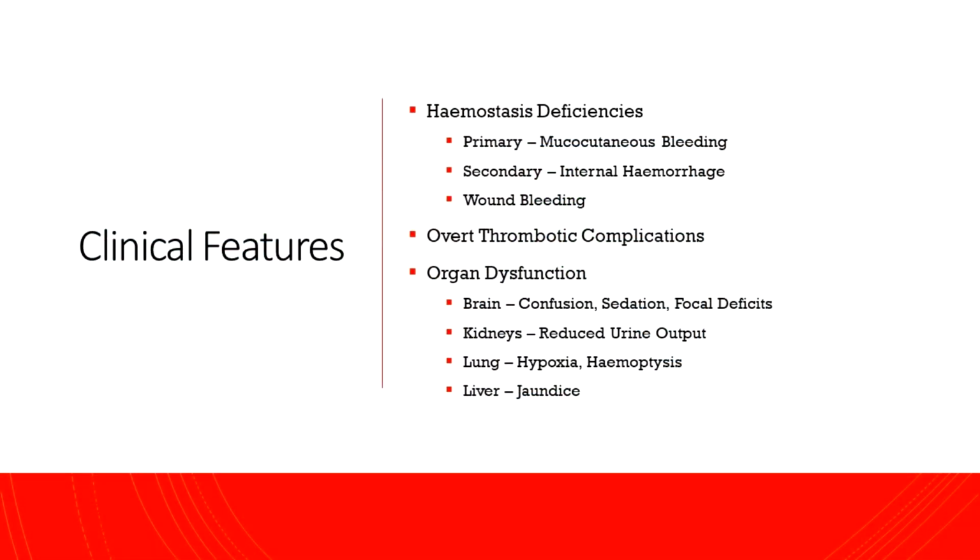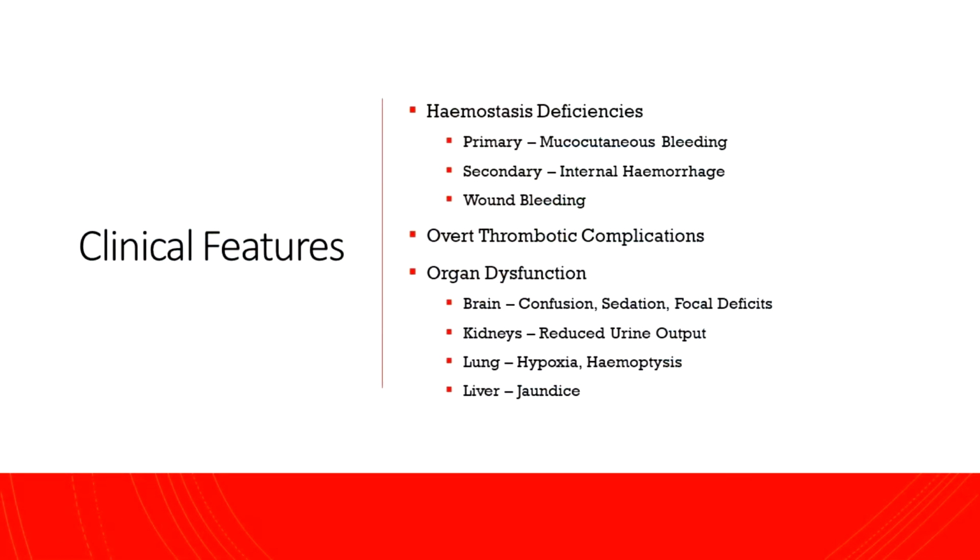So the clinical features we then look for in DIC are deficiencies of hemostasis. So we look for primary hemostasis deficiency, that presents as mucocutaneous bleeding. We look for secondary hemostasis deficiency, which presents as internal hemorrhagic events. And then we look for bleeding or excessive bleeding of wound sites, whether it be surgical or traumatic. We may then see some overt thrombotic complications, because even though there's microthrombi, there may be some more macrothrombi that may present as a DVT, as a PE, as a stroke, as other arterial thrombi. We can look for those, even though they're not as common, they're sometimes there.